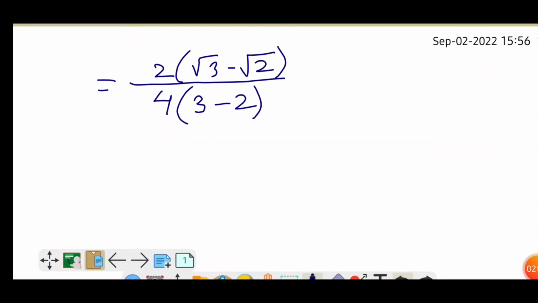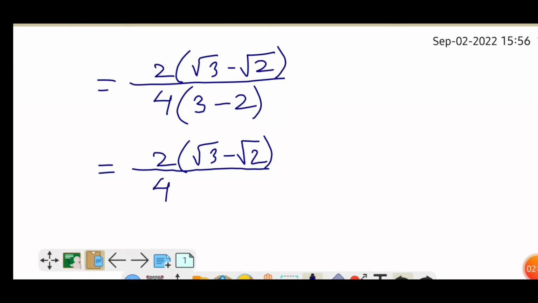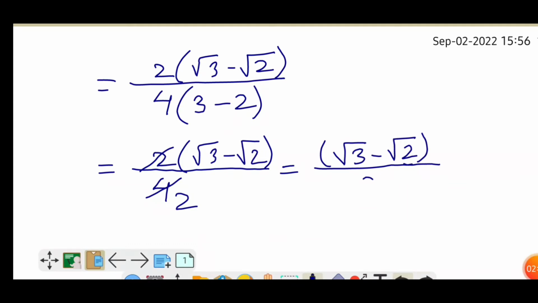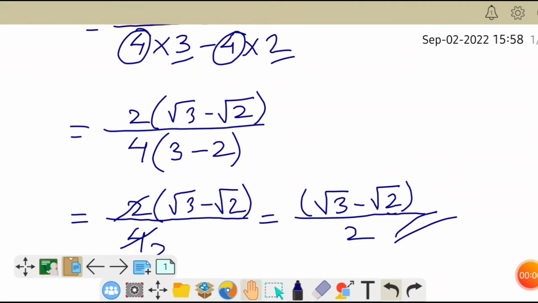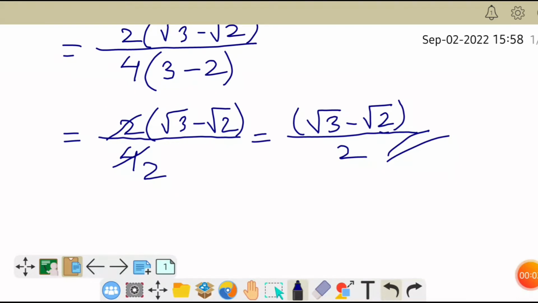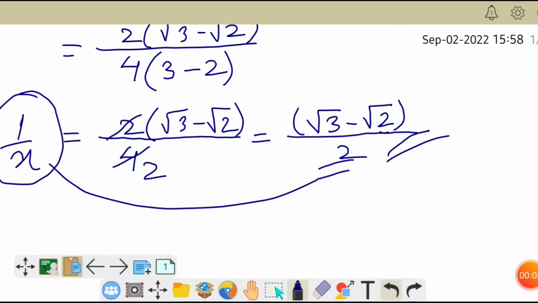Now we can cancel out 2 and 4 by dividing by 2. 3 minus 2 is 1, so no need to write. So 2 1s are 2, 2 2s are 4. Now we'll have root 3 minus root 2 by 2. So this is the value of 1 by x. So here we found the answer for question number 1, that is the value of 1 by x is root 3 minus root 2 by 2.